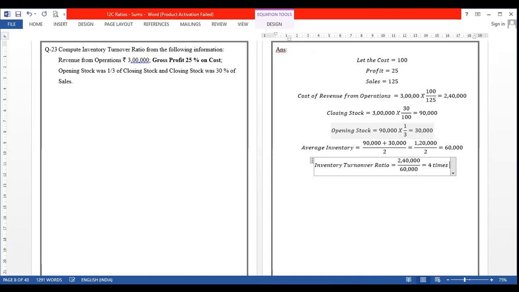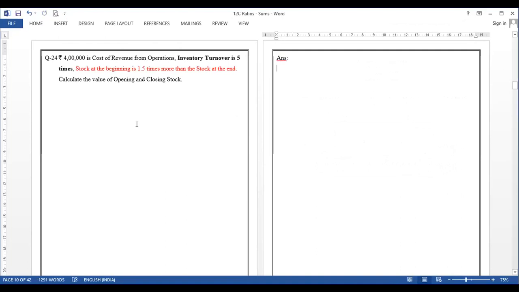The question is: rupees 4 lakh is cost of revenue from operations. Inventory turnover ratio is 5 times. Stock at the beginning is 1.5 times more than the stock at the end. Calculate the value of opening and closing stock. Inventory turnover ratio is given.